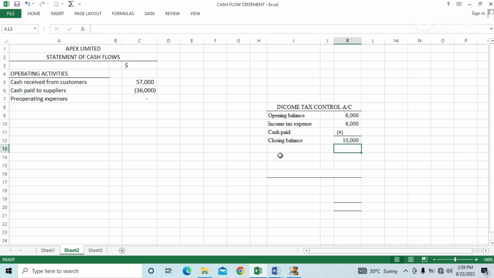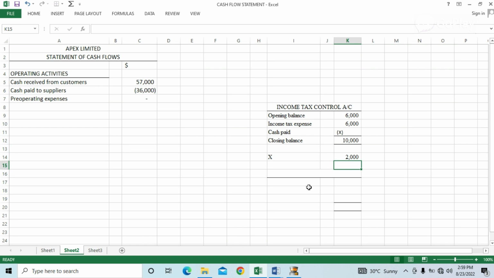So how do we get the unknown? 6,000 plus 6,000 minus X equals 10,000. So by my calculator, the income tax that was paid was actually 2,000 cedis. Since I said that income tax is not actually part of operating activities because it's a tax imposed on the firm, we will bring it in after we have included all the operating activities.